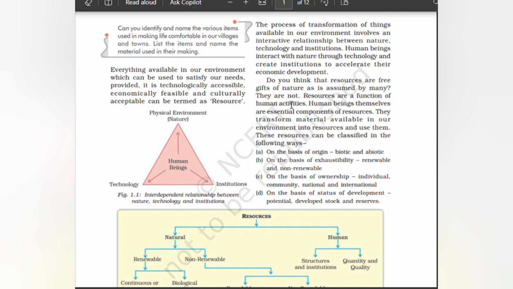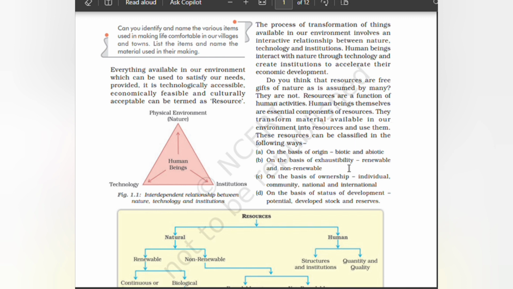Do you think that resources are a free gift of nature, as is assumed by many? They are not. Resources are a function of human activities. Human beings themselves are essential components of resources. They transform material available in our environment into resources and use them.